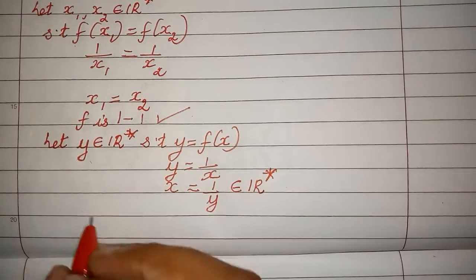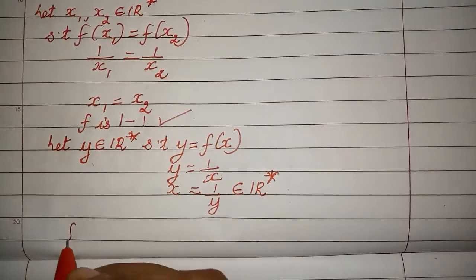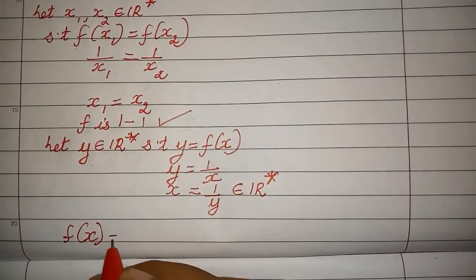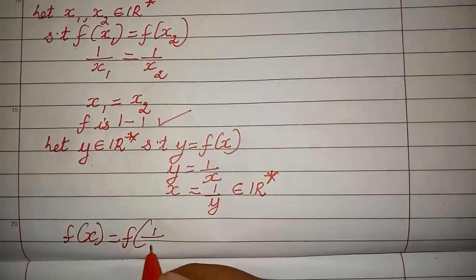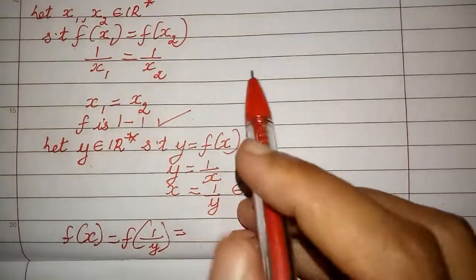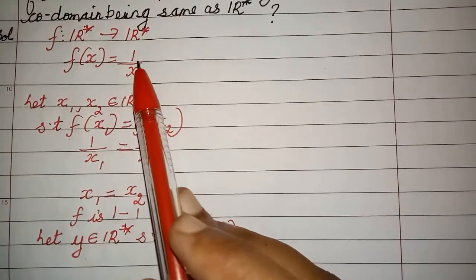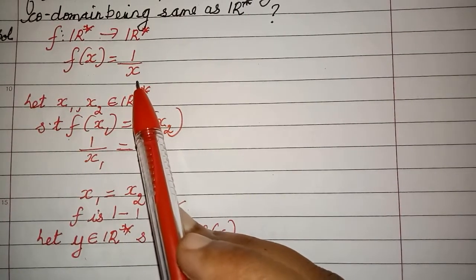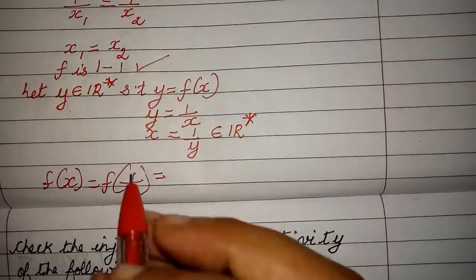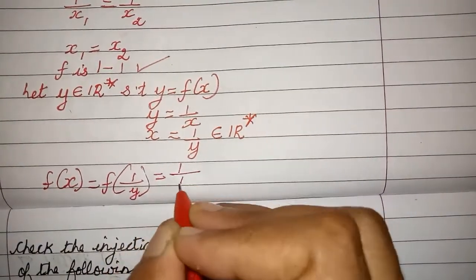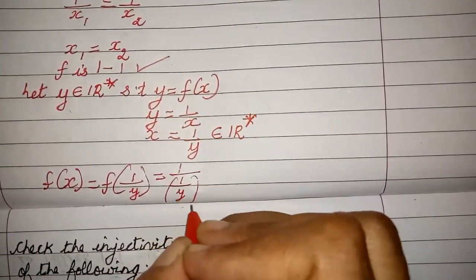So let me start with f of x. F of x will become f of 1 by y. Now what is the definition of f? Every x goes to 1 upon that number, right? So here, 1 by y will give 1 upon 1 by y. So this is going to be y.